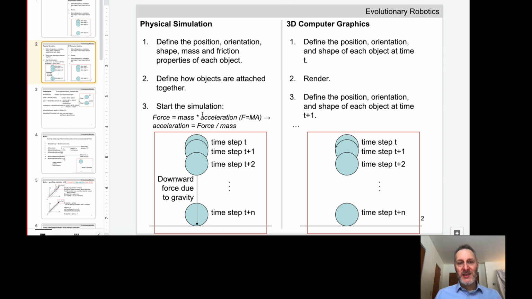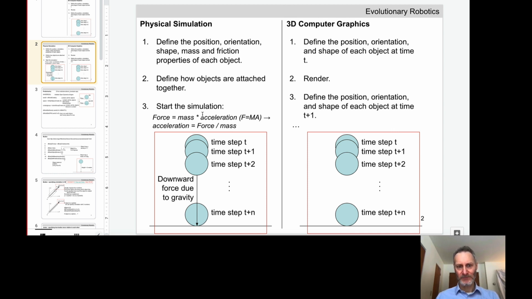How does a physics engine know how to update the position and orientation and shape of objects from one time step to another? It depends on the physics engine, and it gets really complicated really quickly. But all of them share some very basic pieces in common, and we're going to talk about some of those basic pieces today.